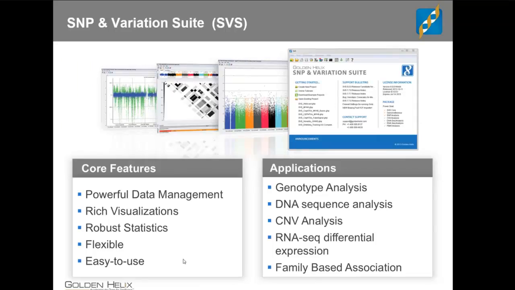Golden Helix's SNP and Variation Suite software was created specifically for genetic research, initially developed for GWAS. Since then, it has expanded for other analyses, including DNA-seq. The performance, usability, and visualization have made the software an obvious and popular choice for genetic researchers and has resulted in hundreds of citations in peer-reviewed articles. You can see a list of these articles on our website at goldenhelix.com if you are interested.